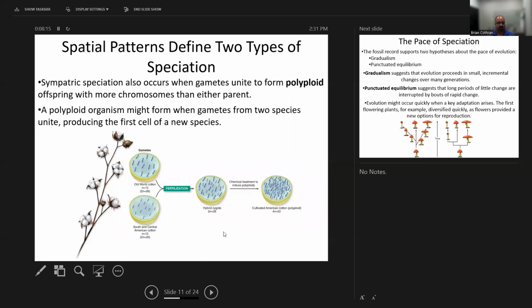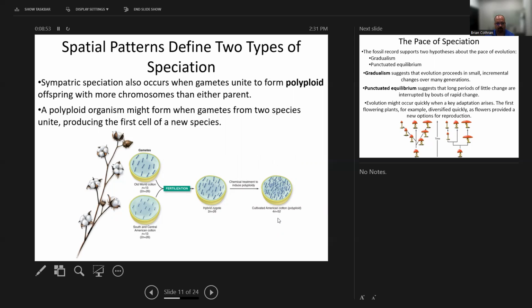Sympatric speciation also occurs when gametes unite to form polyploids. And this is offspring with more chromosomes than either parent. A polyploid organism might form when gametes from two species unite, producing the first cell of a new species. So you see the gametes here from Old World cotton and South and Central American cotton. These are the two parents, and both of them have 13 chromosomes. You see N13 here. They contribute that, and they get 26 in fertilization. And then we can cultivate that into American cotton and double that to 52.